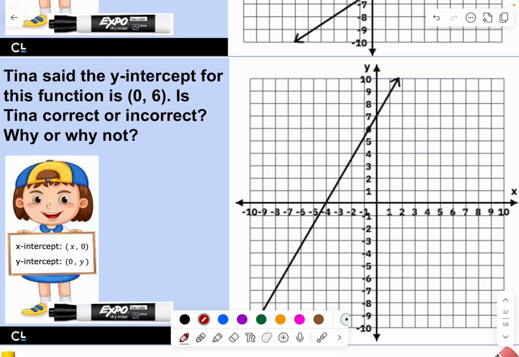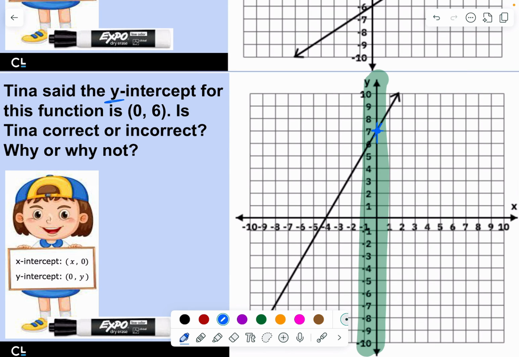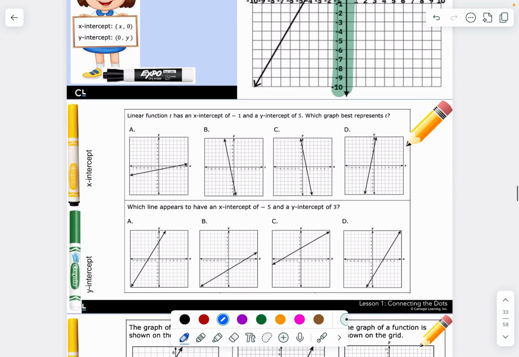Tina said the y-intercept for this function is 0, 6. Is Tina correct or incorrect? If I'm looking at the y-intercept, I'm looking at the line that goes up and down, the y-axis. And I know that I'm looking at where this y-axis and my actual line touch, so right here, and that is 7. And my y-intercept is 0, comma, y, and my y number is 7. So Tina is wrong. So let's go and try the actual notes.